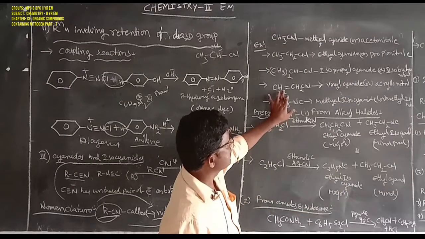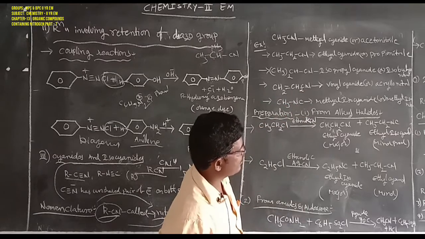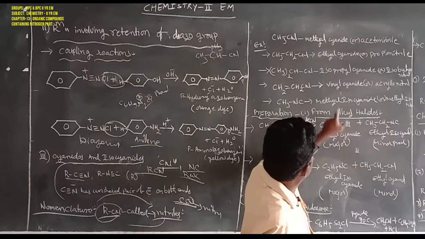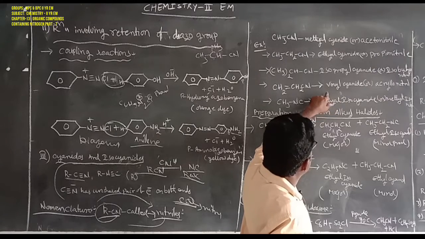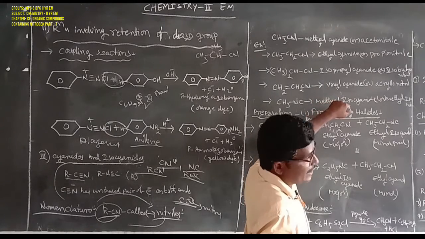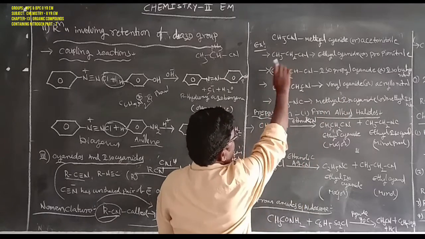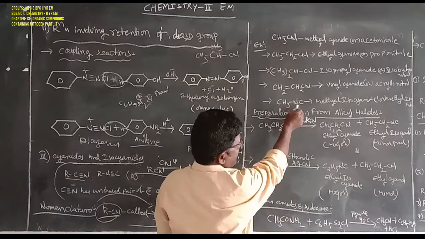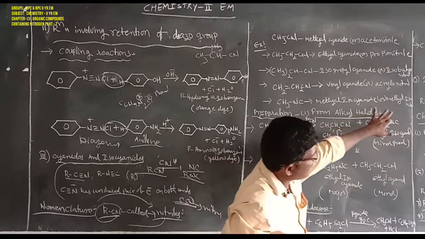Next one, CH2 double bond CH2, vinyl cyanide. Next one, aryl nitriles. Next one, CH3CN is also called methyl cyanide. CH3NC is also called methyl isocyanide or methyl isonitrile.